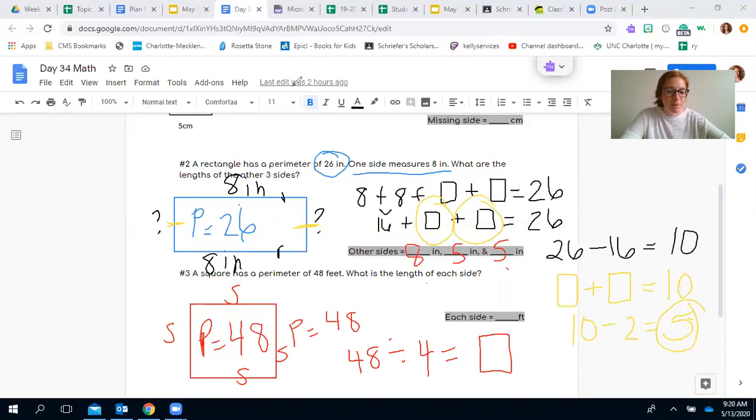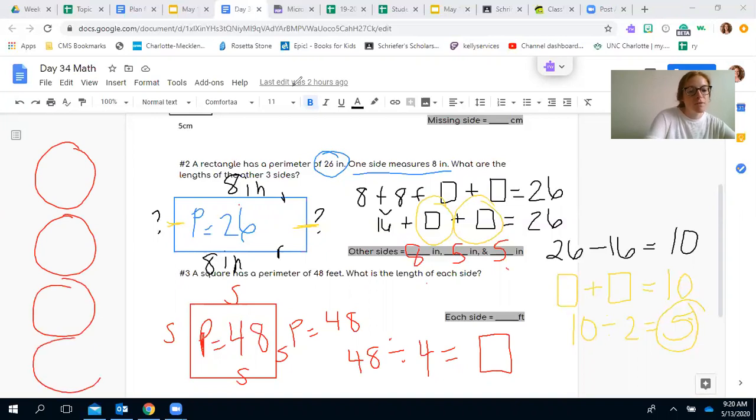Can you tell me what 48 divided by 4 is? I can make 4 equal groups. 1, 2, 3, 4. And I'm going to put 1 in each until I get to 48. 1, 2, 3, 4, 5, 6, 7, 8. And I keep doing this until I get to 48. Does anyone know the answer? The answer is 12. 48 divided by 4 is equal to 12.